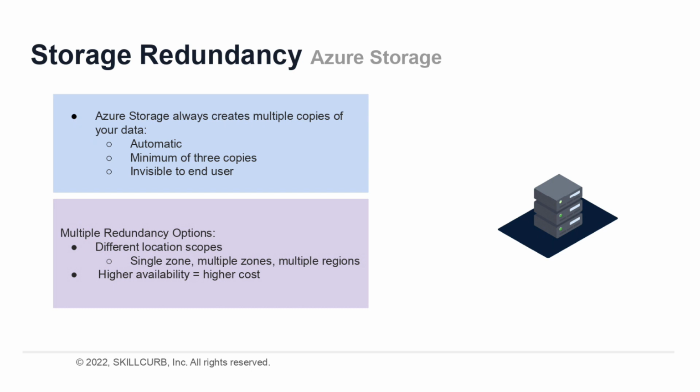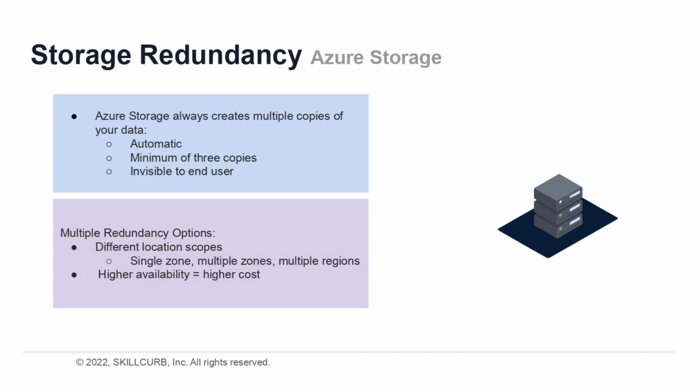From an Azure perspective, Azure Storage will always create multiple copies of your data. This replication process is completely automatic. At minimum, you will always have at least 3 copies of your data depending on your redundancy options, and the process is entirely invisible to the end user. From your perspective, you're only interacting with a single copy of your data in Azure Storage, but behind the scenes, there are actually multiple copies being replicated to multiple locations.